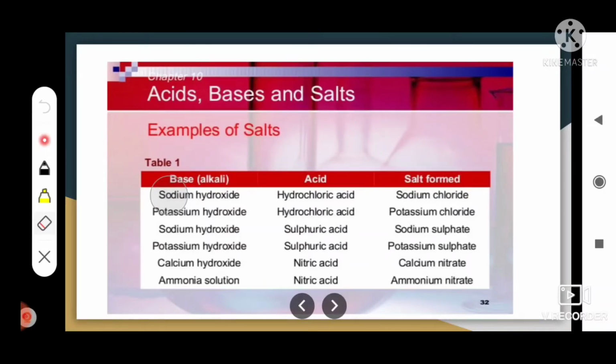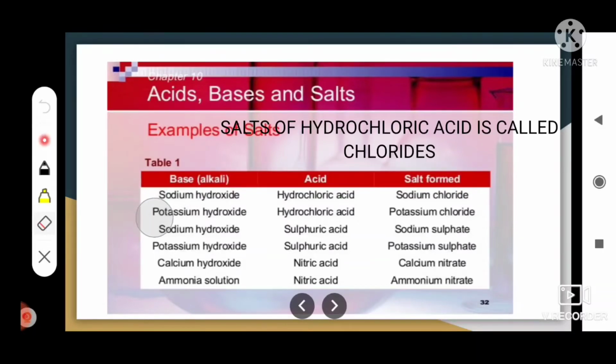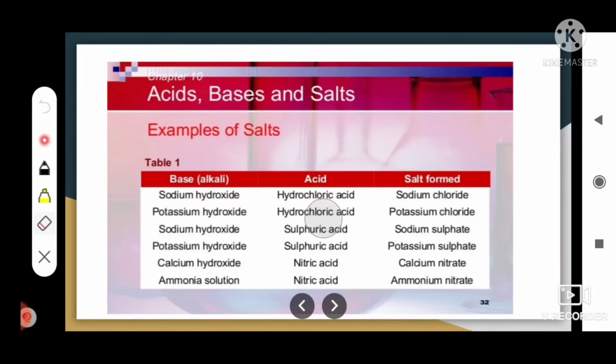Note that the salts of hydrochloric acid are called chlorides. For example, sodium hydroxide reacts with hydrochloric acid to form sodium chloride. Sodium chloride is a salt of hydrochloric acid. Another example is potassium hydroxide reacting with hydrochloric acid to form potassium chloride. Potassium chloride is a salt of hydrochloric acid.